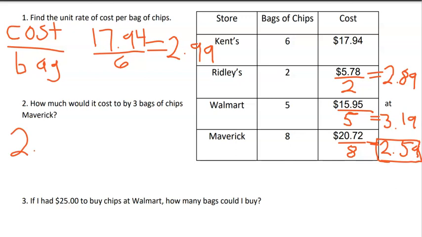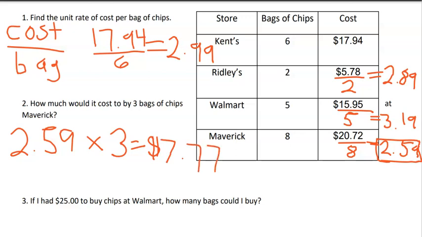We're going to be using that, and we're going to be multiplying it by the number of them that I want, which is just 3. So you multiply it by the 3 bags of chips, and that'll tell you the total cost if you decided to buy 3 of them. So I'm going to plug that in my calculator. Let's see what I get. 2.59 times 3. Okay, I get $7.77. So that would be the total cost for my purchase if I bought 3 of these from Maverick. So they were just asking you to find the unit rate and then to decide how many of them you're going to buy and just multiply those 2 numbers together.